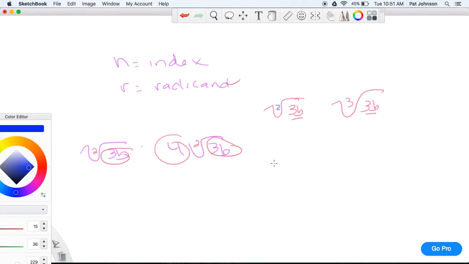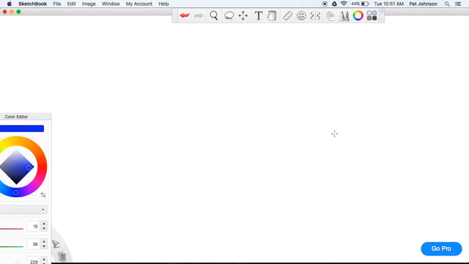All right, let's look at another one. Square root of 2b and the square root of 3b. Well, my indexes are both an implied 2. That's a check, but guess what? My radicands are 2b and 3b. Even though I have b's in both, they have to be exactly the same. They're not, so these are not like terms. So then how do we add or subtract? Let's look at an example.